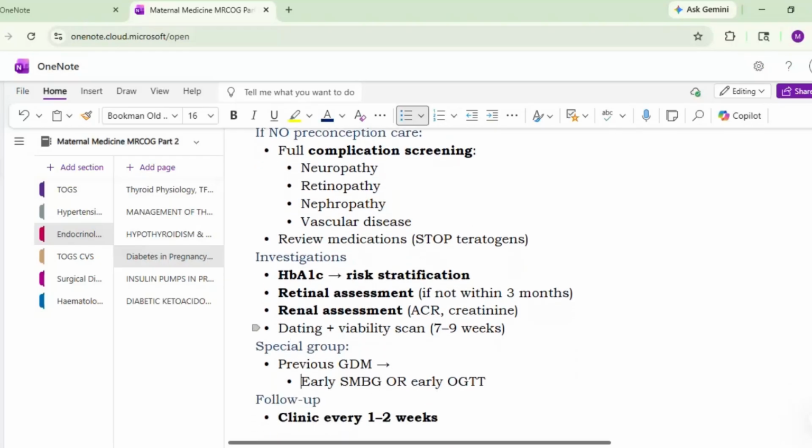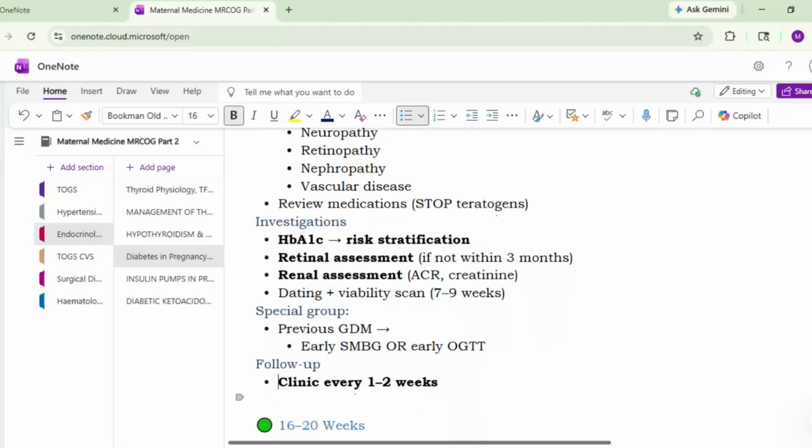Then dating plus viability scan at around 7 to 9 weeks of gestation. If she is a previous GDM, then she will have either early self-monitoring of blood glucose, or she will go for early OGTT. If early OGTT is negative, then we will repeat that OGTT at 24 to 28 weeks of gestation. Follow-up will be every 1 to 2 weeks.